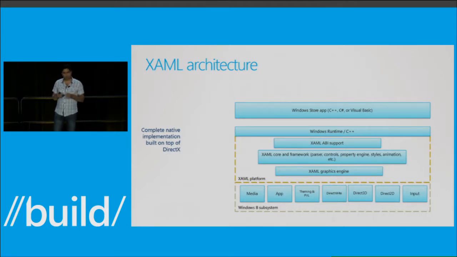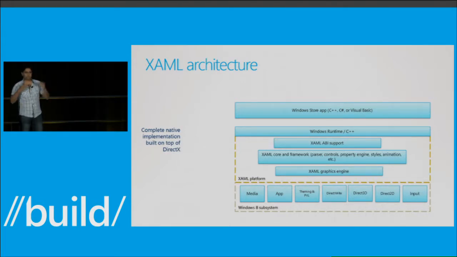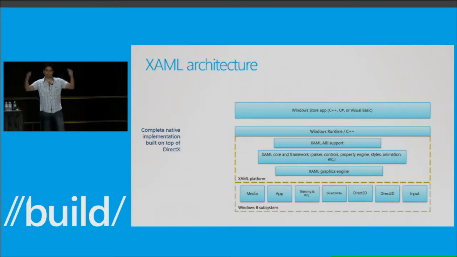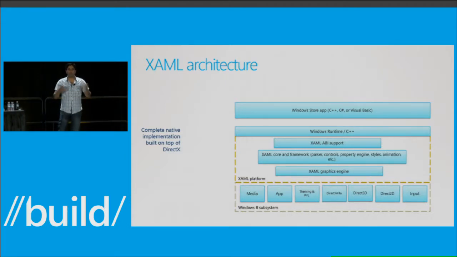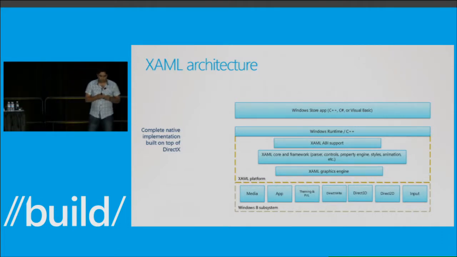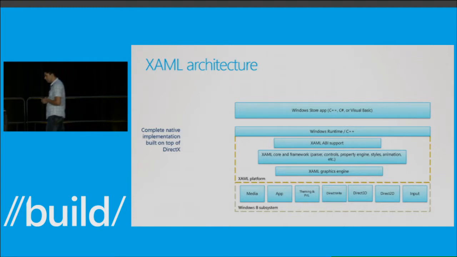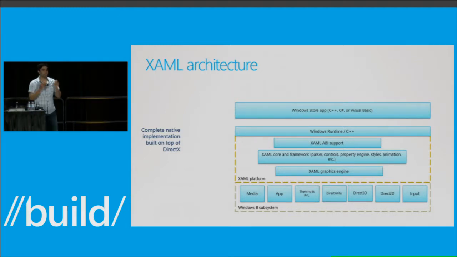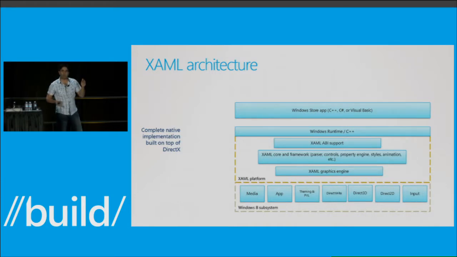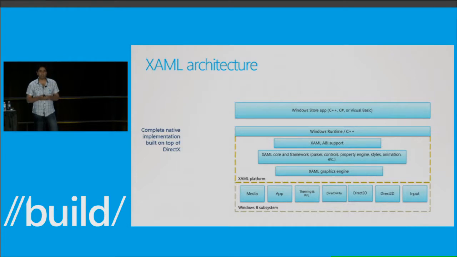On top of the framework layer, we have a very thin layer of APIs which are exposed to language projections, and language projections sit on top of that and provide you a great developer experience for your application. So what does that mean? It means if you're writing a C++ XAML app, there is no CLR involved in that. It's completely native. The whole XAML platform is completely native. There's no CLR. If you're writing a C# app, then the CLR comes into picture.